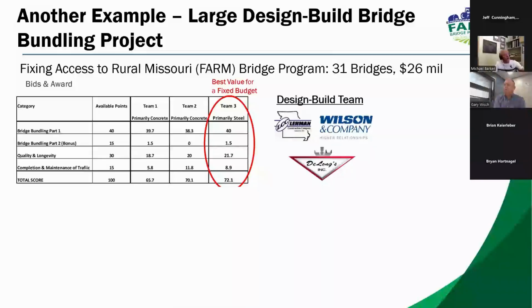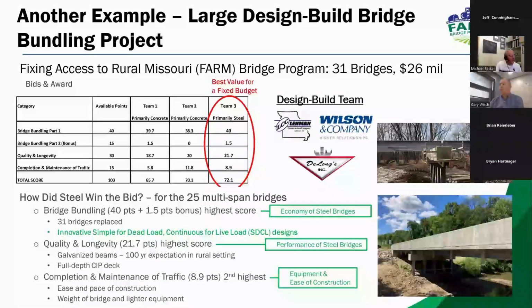And so we see 3 teams bid on this, Team 1, Team 2, Team 3. 1 and 2 were primarily concrete bridges. Team 3 was primarily steel. From the design build team of Lehman Construction out of California, Missouri, Wilson and Company out of Kansas City, and DeLong's out of Jefferson City. And you can see they won that bid. Steel bridges. How did they win this bid?